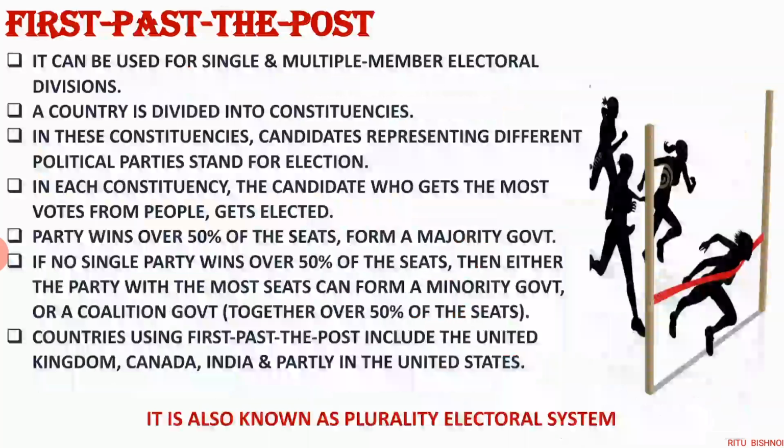If no single party wins over 50% of the seats, then either the party with the most seats can form a minority government or a coalition government can be formed. For example, in 1991, no party got the required majority of 273 in the Lok Sabha. However, Congress, which got 244 seats, formed a minority government. Other countries using the first past the post system include the United Kingdom, Canada, Brazil, Pakistan, and the Philippines.